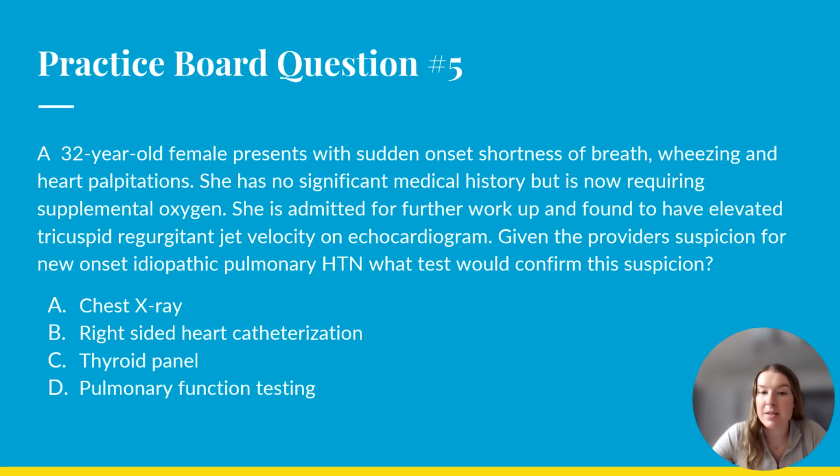Question number 5. We have the same female. She presented the same way and was worked up and found to have that elevated tricuspid regurgitant jet velocity on echocardiogram. Given the provider's suspicion for new onset idiopathic pulmonary hypertension, what test would we order to confirm this suspicion? A, a chest x-ray, B, right-sided heart catheterization, C, a thyroid panel, or D, pulmonary function testing.